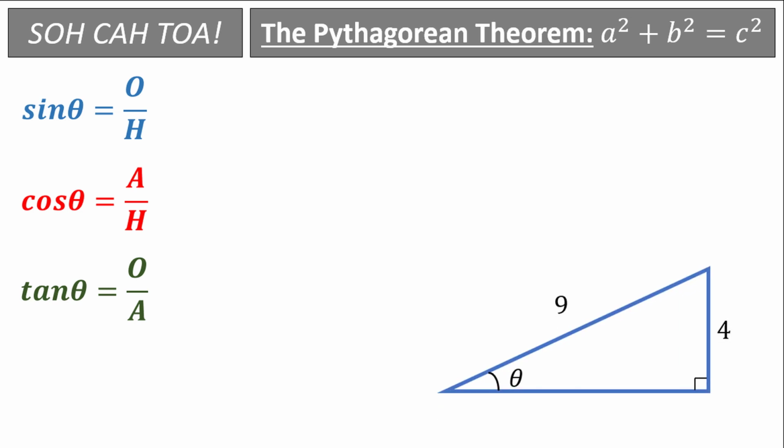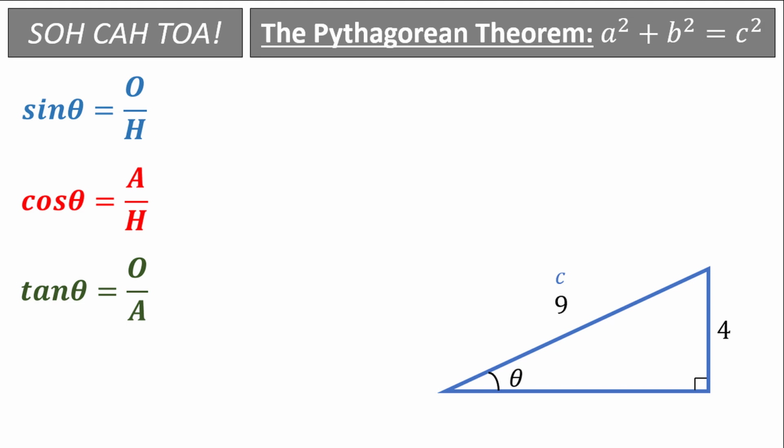Let's look at this triangle. Let's say we are asked to find the three primary trigonometric ratios, sine, cosine, and tangent. We are missing one of the sides, which we will need to know for some of the ratios. Since we have a right triangle, we can solve for the missing side using the Pythagorean theorem. 9 is the hypotenuse, as it is opposite to the right angle, so we can label it as c for use in the Pythagorean theorem.